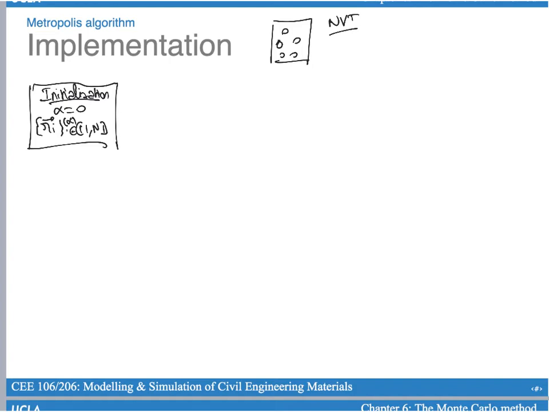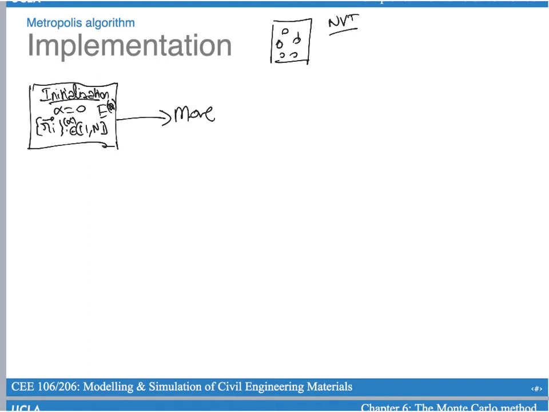That's going to be your initial reference configuration from which you are going to start to move, and based on this configuration you will get an initial energy, which is the energy at the step alpha, where initially alpha is equal to zero. So then, starting from this initialization, where you have an initial configuration, what you will be doing is a move.